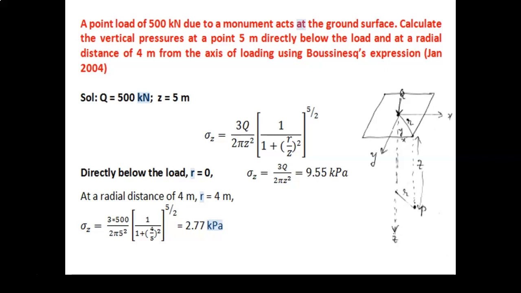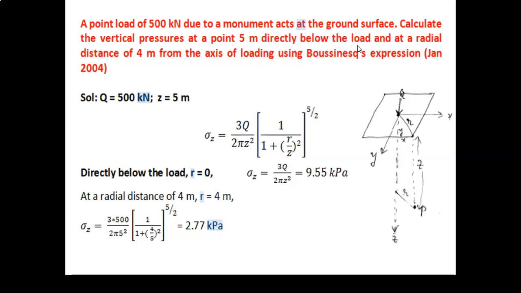So here point load Q is given as 500 kilonewton and the depth z is given as 5 meter. So the point load equation is 3q by 2 pi z square into 1 by (1 plus (r by z) square) to the power 5 by 2. So in the first case, it is asked to find the increase in stress at a point directly below the point load.